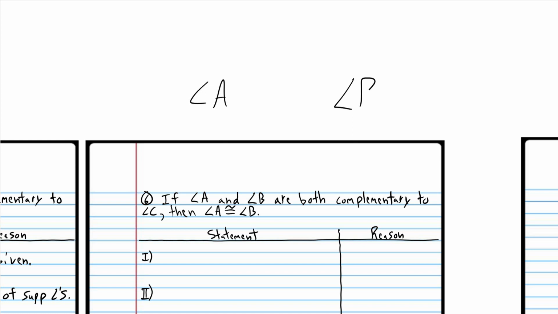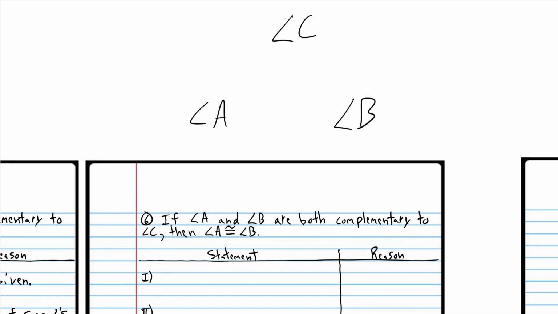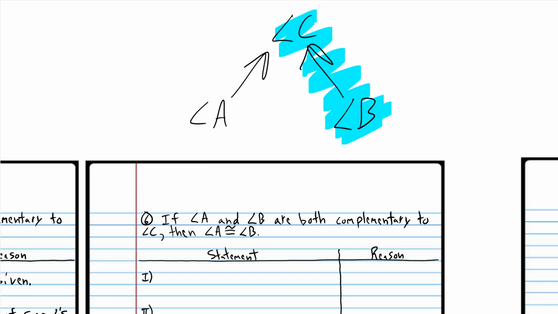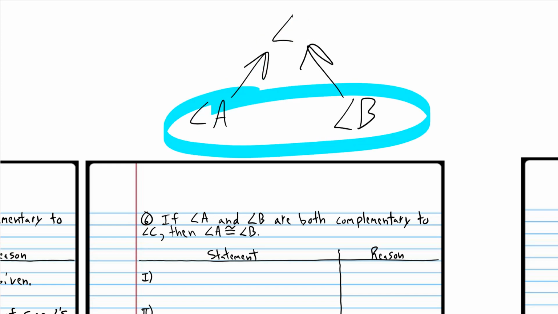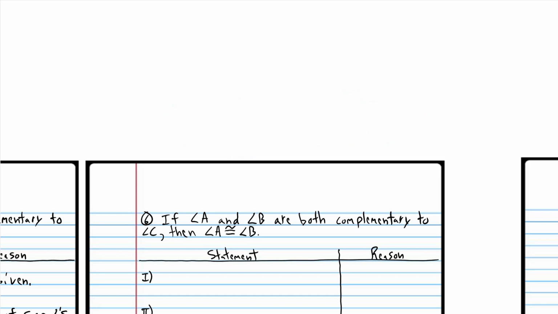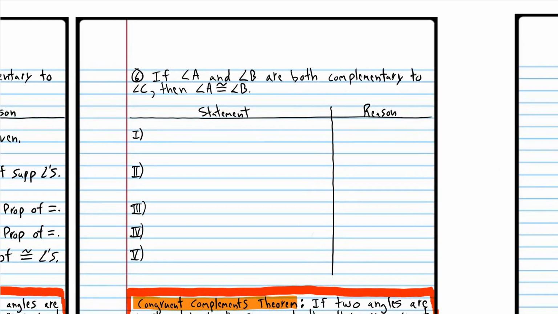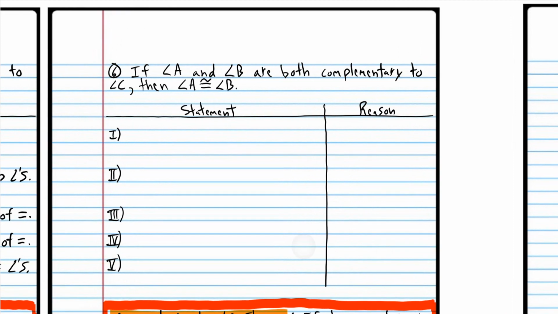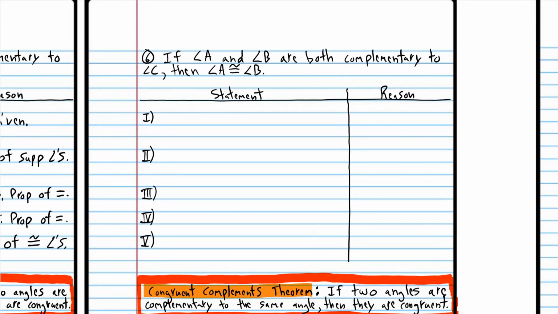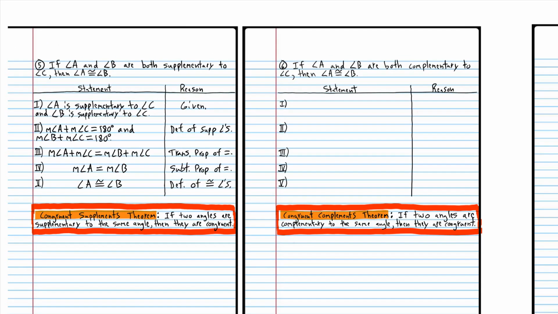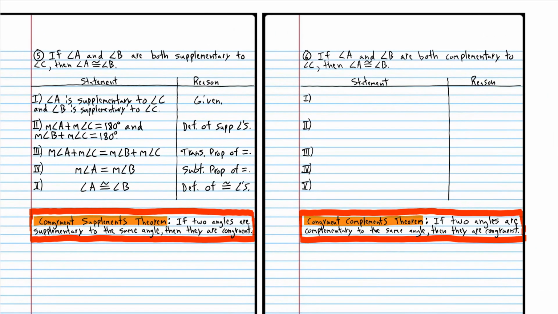So we have angle A and angle B, and they're both complementary to angle C. So that means if you add these up, the measures of these, you get 90, and if you add the measures of these, you get 90. So if that's true, then these two angles must be congruent. So it's kind of the same thing. It's just now we're talking about complementary angles. Supplementary angles add up to 90, or excuse me, supplementary angles add up to 180, and complementary angles add up to 90. So go ahead and do a 2-column proof for number 6, and when you come back, we'll do it together.